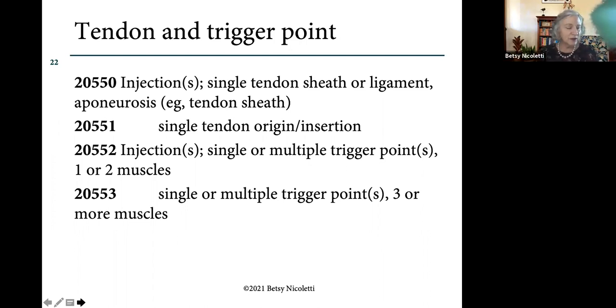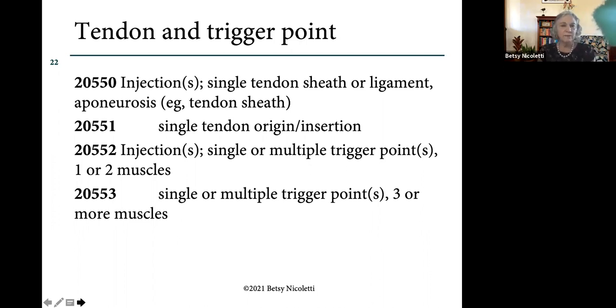And that's when it's a broader code. It's anywhere along the tendon sheath or the ligament that you might do that injection. And again, if you do two of them along the tendon sheath or the ligament or the aponeurosis, that's considered one unit of 20550. 20551 is when it's a single tendon origin or insertion point.